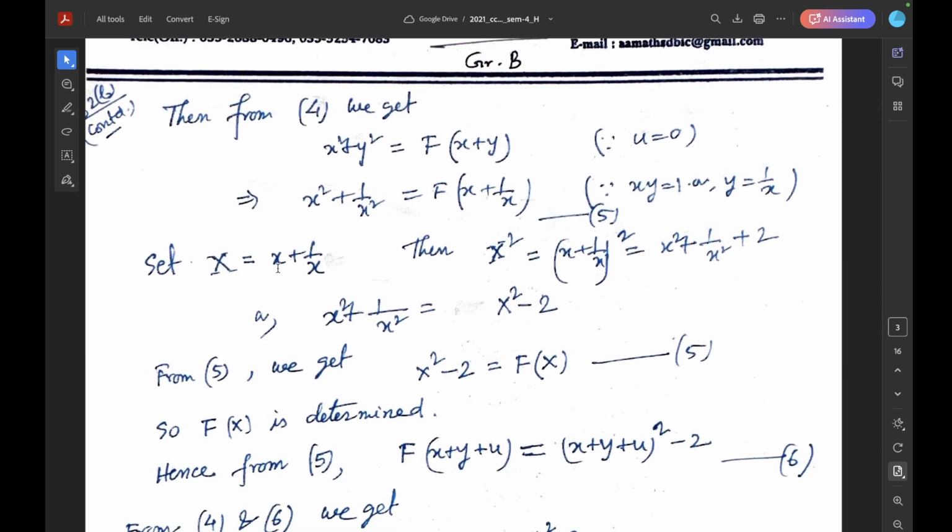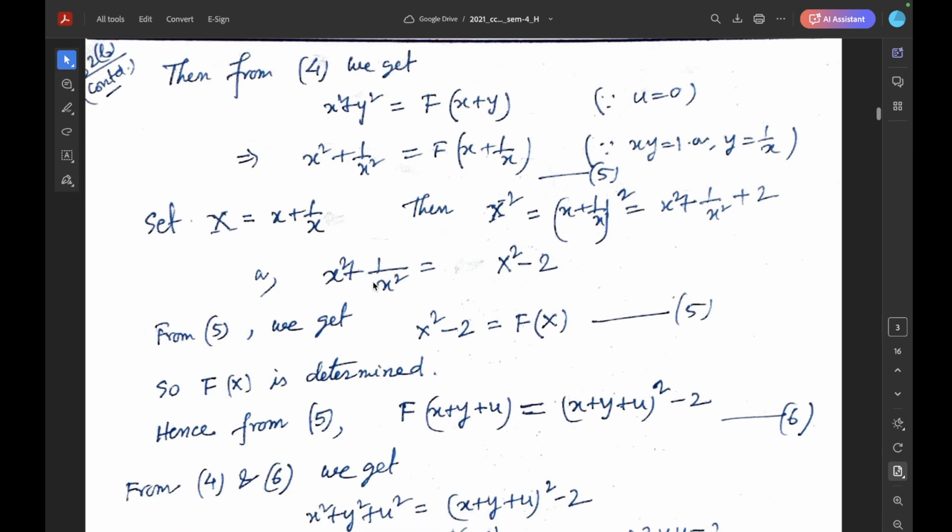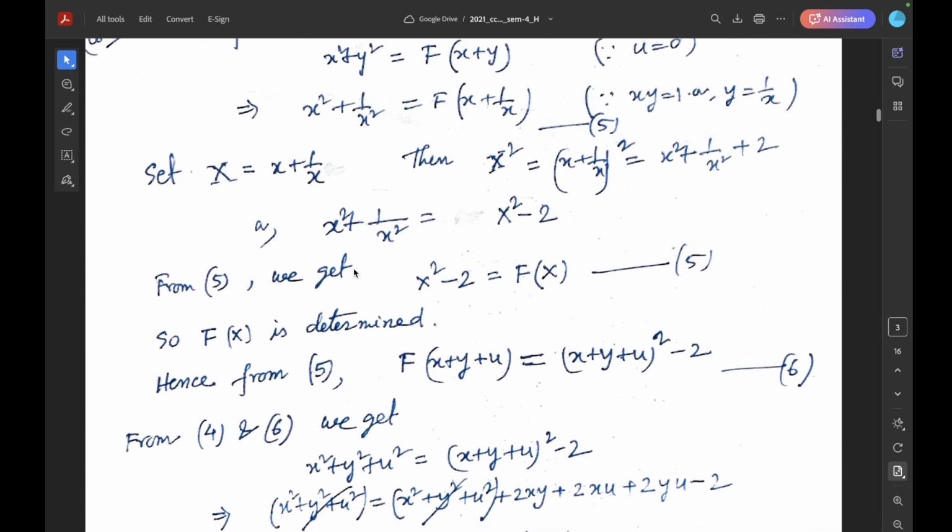Set capital X equal to x plus 1 by x. Then capital X square equal to x plus 1 by x whole square, which is equal to x square plus 1 by x square plus 2. So x square plus 1 by x square equal to capital X square minus 2.